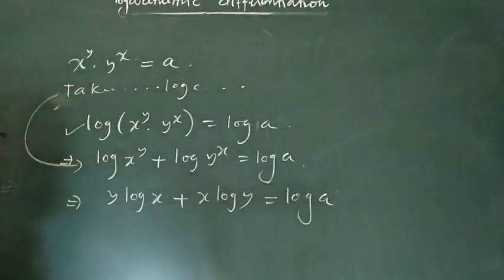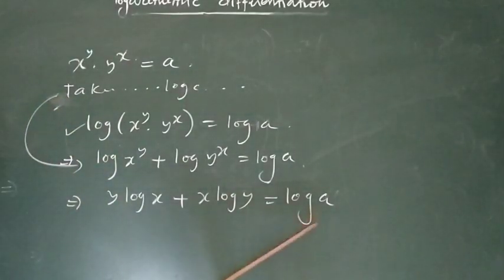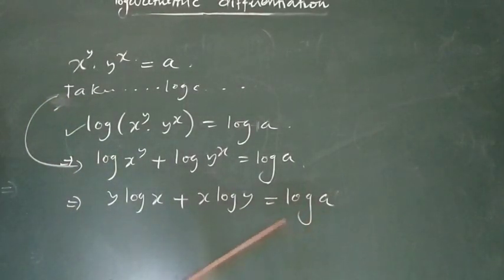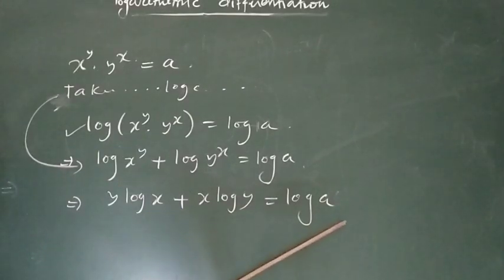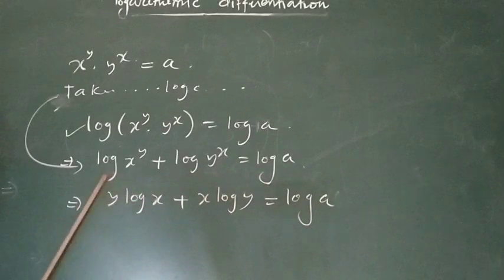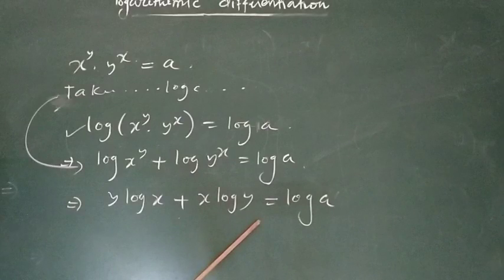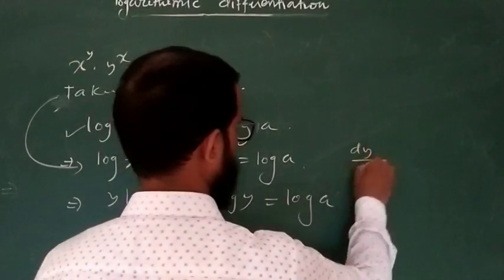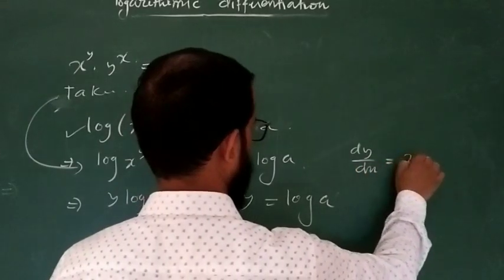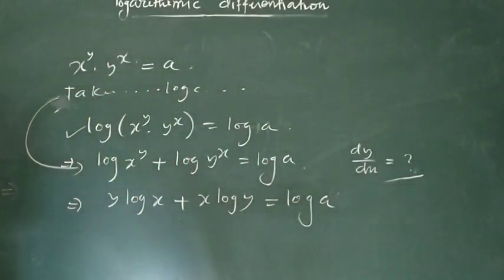Remember that a is a constant quantity and therefore log a is also constant. So next step is differentiating both sides with respect to x. Then you take d/dx of this and d/dx of this. The derivative of the right side will be 0, because a is a constant, log a is also a constant. And after expansion, finally you will get dy by dx. I hope you can do this particular question. You can get the dy by dx.